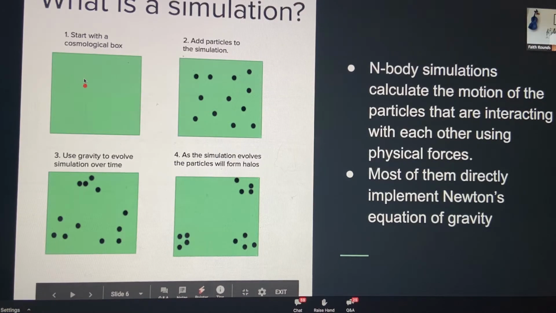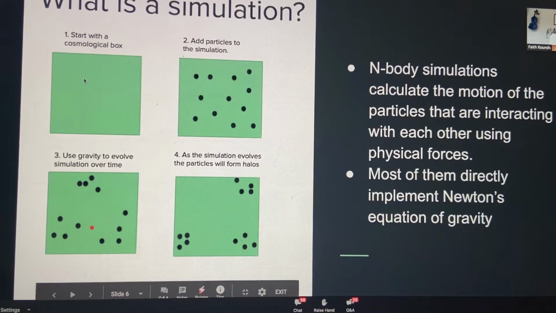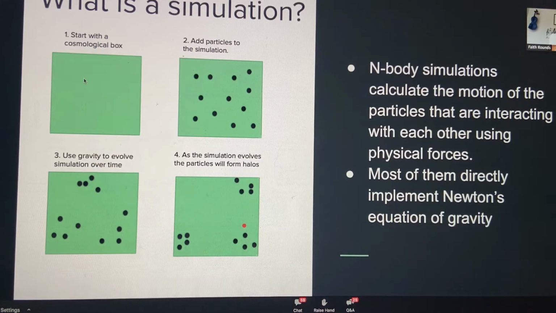So first, you start off with a box of a certain size, you add particles to it, and you evolve it over time with gravity, and eventually the particles will clump and form halos.